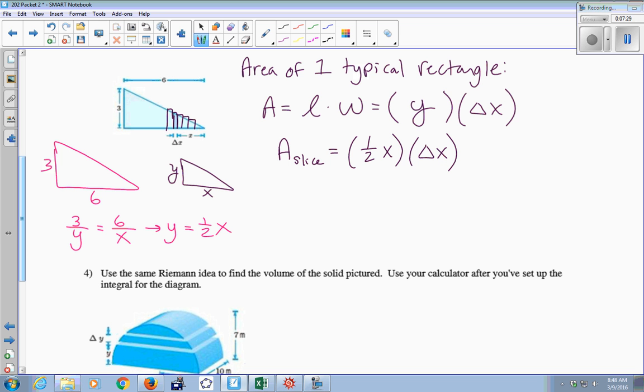So I'm going to say the total area of my whole triangle is going to be approximately the sum where I take n rectangles. Every rectangle is going to have an area that looks like this. So it's going to be 1/2 x sub i times delta x, and i is going to go from 0 to n. And that's an approximation, right? If I slice this thing into n rectangles, the way I drew it, it's a little bit of an overestimate, right? So how do I make this exact?